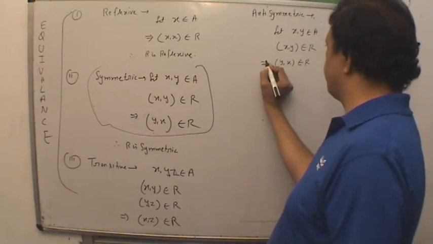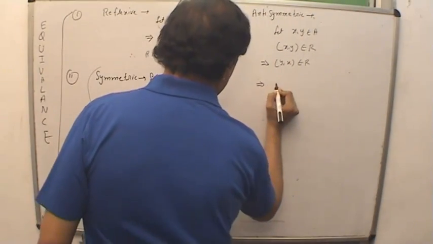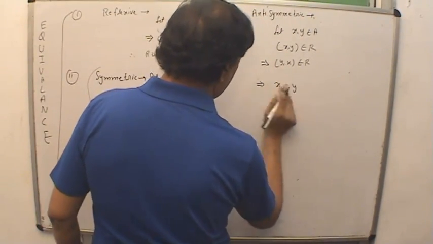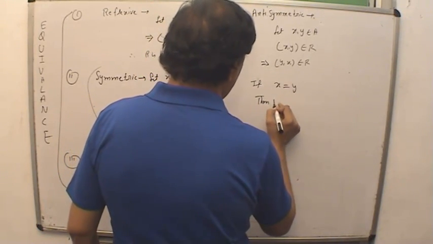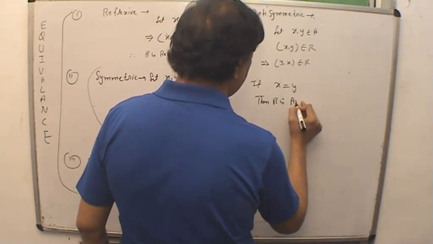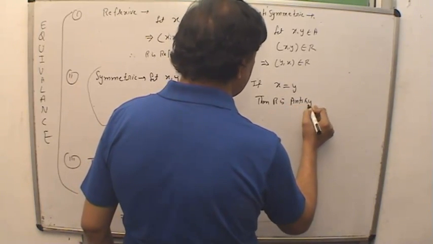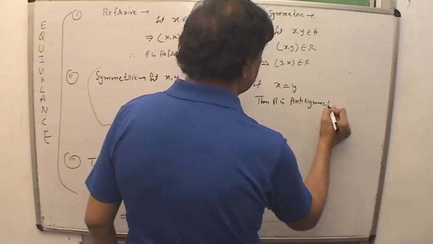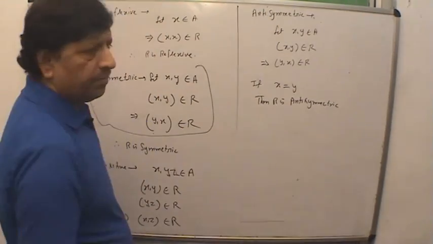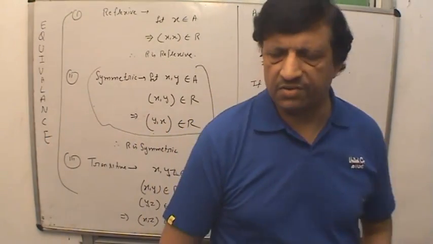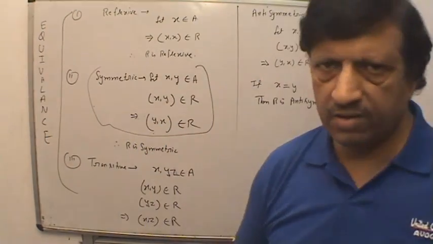That we know is symmetric. And this implies x is equal to y. If x is equal to y, then R is antisymmetric. These are the four properties. We can discuss them with certain examples.